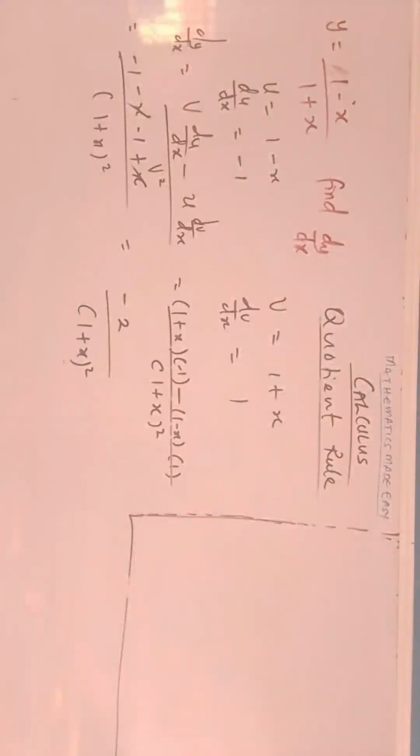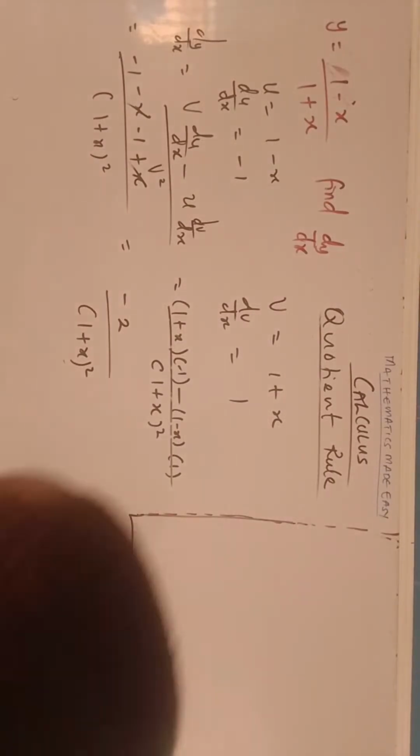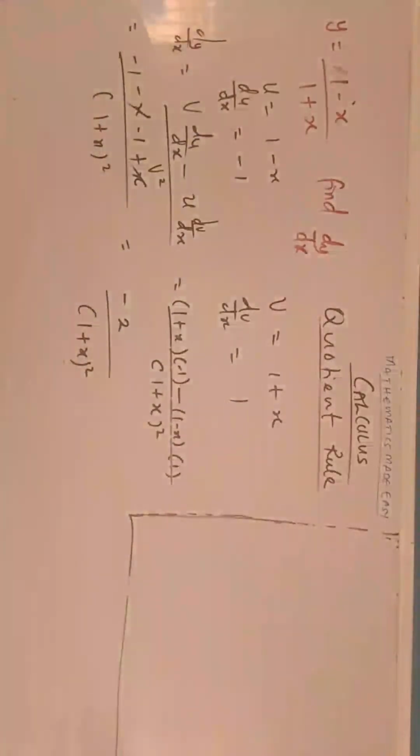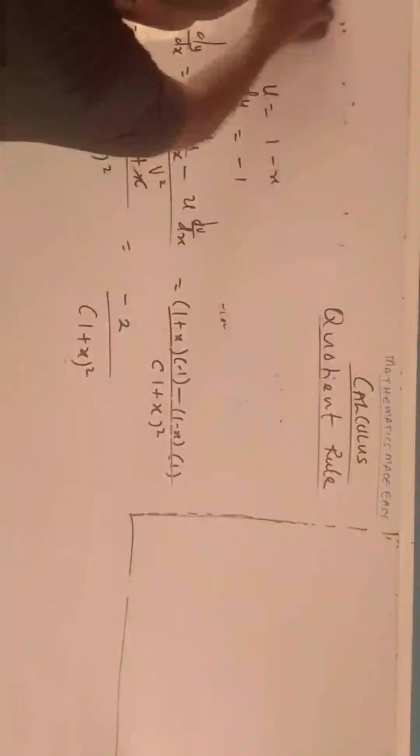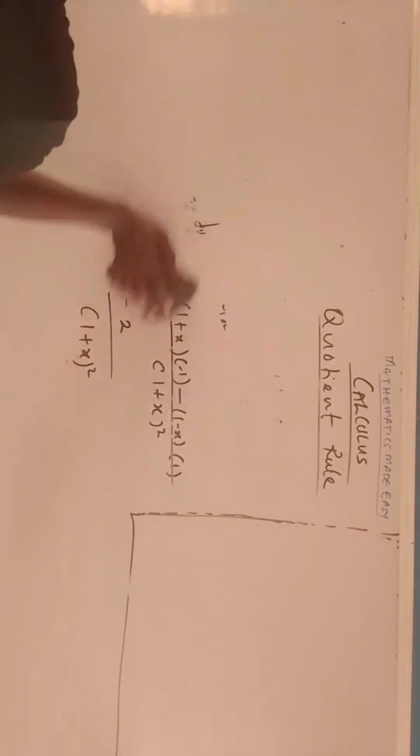So if we find the derivative of 1 minus x over 1 plus x, we have what? Negative 2 over 1 plus x to the second power. All right guys, that is it for this third question. Now, let's talk about another question.